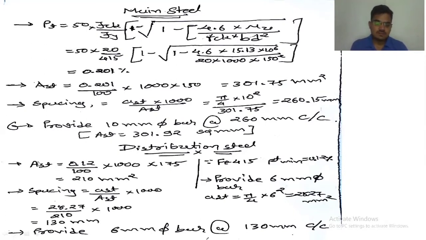Now distribution steel. For Fe 415 minimum Pt is 0.12% and for Fe 250 it is 0.15%. I am using 6 mm diameter bar for distribution steel. So small ast is pi by 4 into 6 square, which is 28.27. Spacing is 28.27 upon 210 into 1000, approximately 130 mm. So I am providing 6 mm diameter bar at 130 mm center to center.